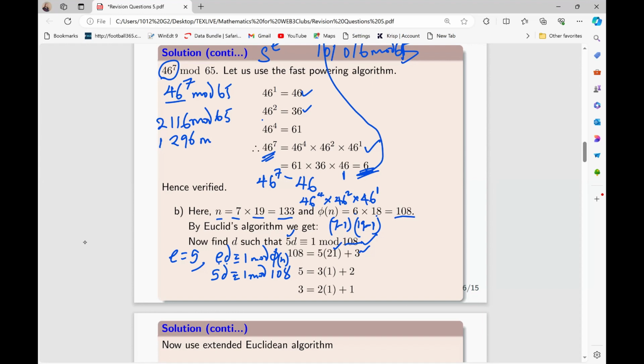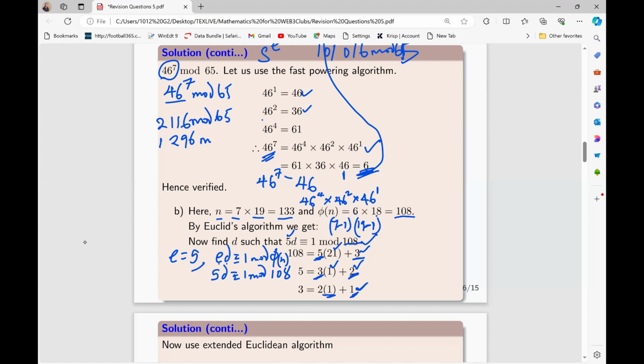Then asking yourself, how many times does 3 go into 5? And 3 goes into 5 once, and the remainder is 2. And then you ask yourself, what about this remainder, 2, into 3? How many times? So 2 goes into 3 once, and the remainder is 1. Once you reach here, the next step will give us a remainder of 0.